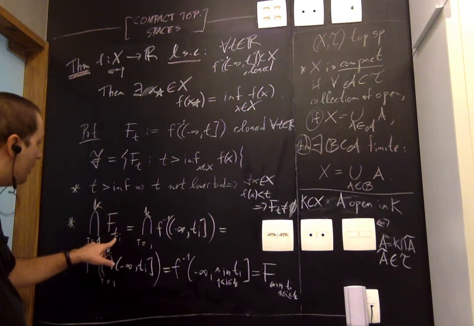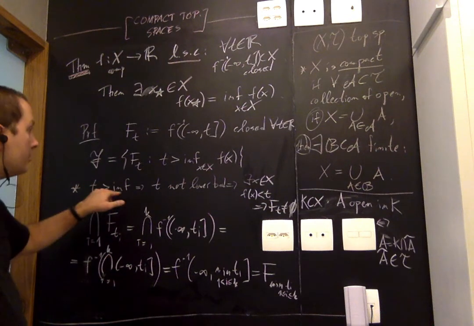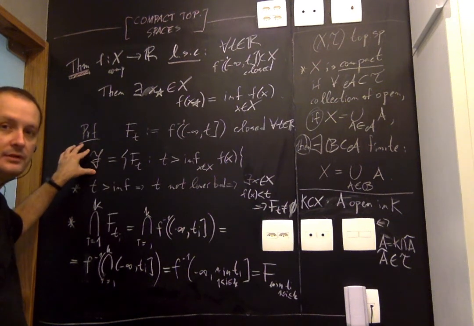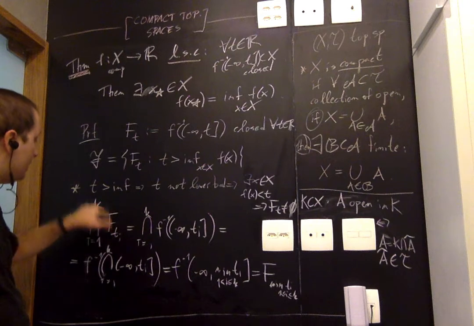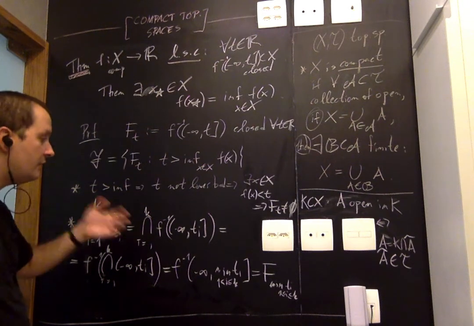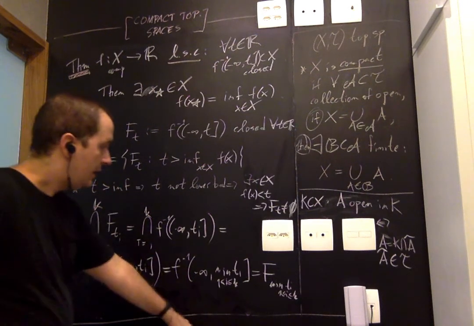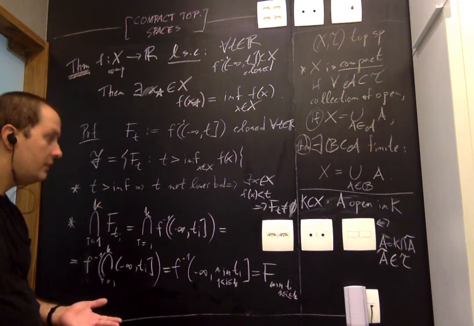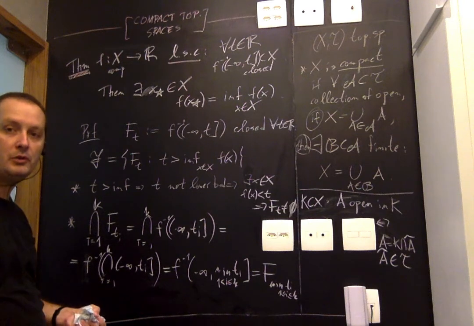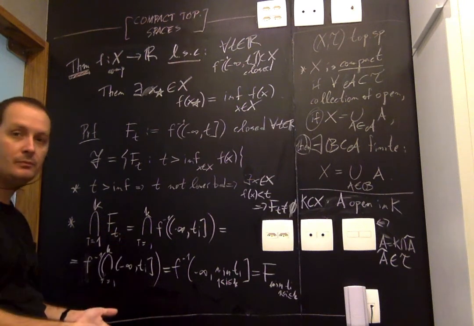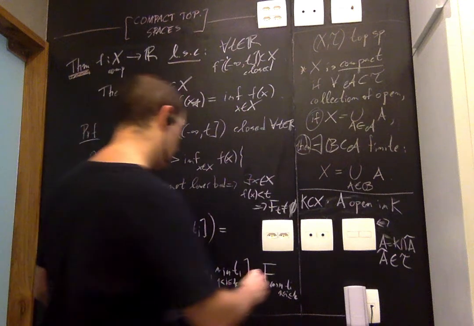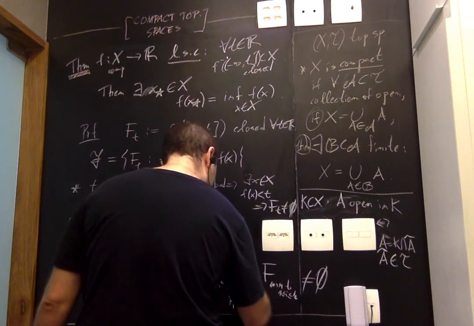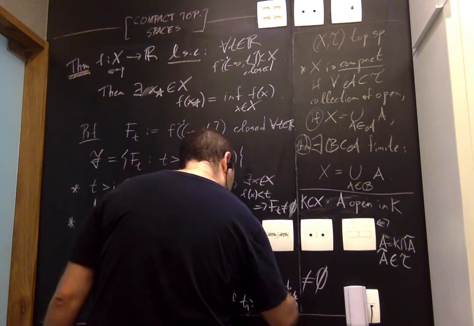Now, assume that t_1 up to t_k are all greater than the infimum. So assume that I took a finite subcollection of sets in this collection of closed sets. In that case, I'm taking t_1 greater than the infimum, t_2 greater than the infimum, and so on and so forth. Therefore, the minimum of t_1 up to t_k is greater than the infimum, because if I have a minimum of k numbers and they're all greater than the infimum, their minimum is also greater. So this intersection is not empty if the t_i are all greater than the infimum of f of x.